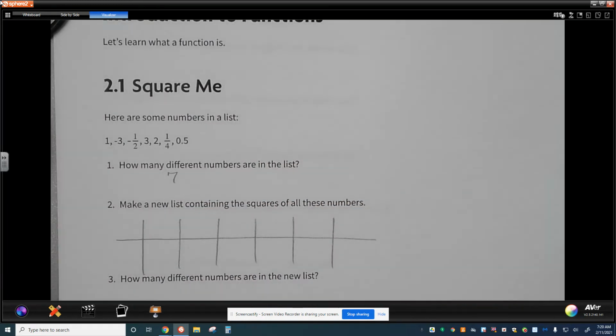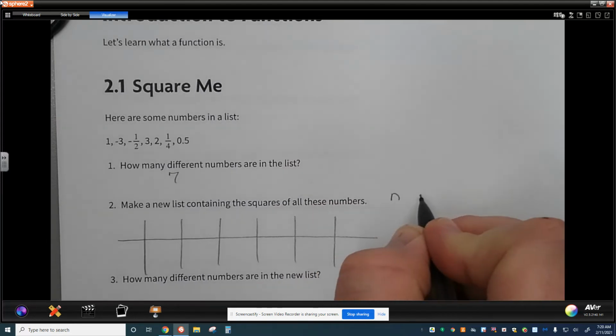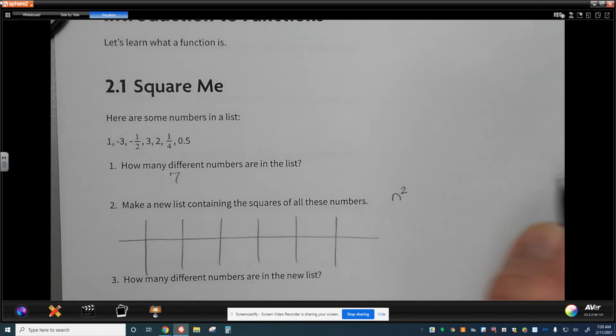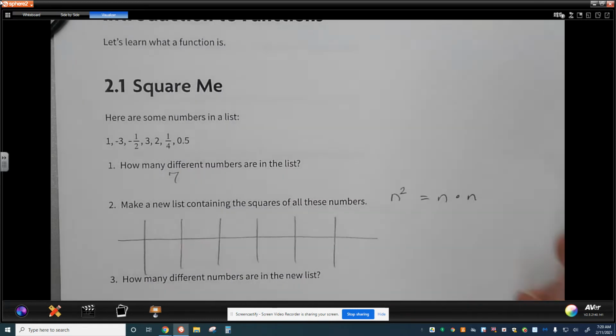I'm just going to make a table so that we can show all these. When we talk about a square, we're talking about a number multiplied by itself. So if we're talking about any number n, this simply means n times n. It's the product of the number multiplied by itself.